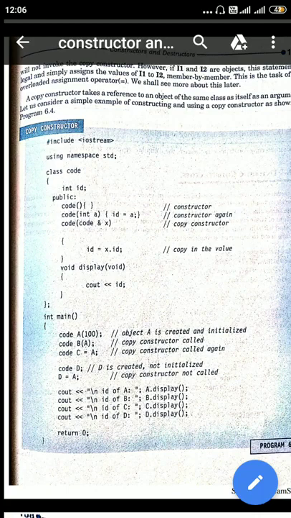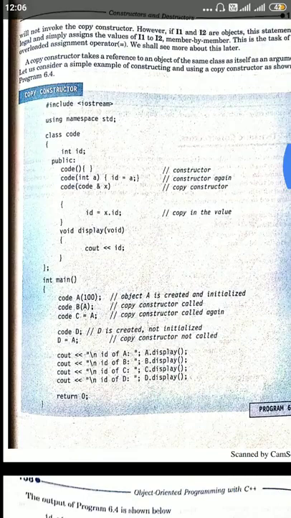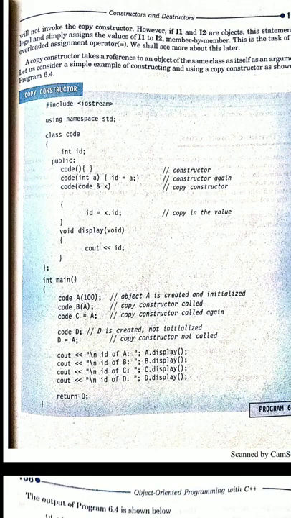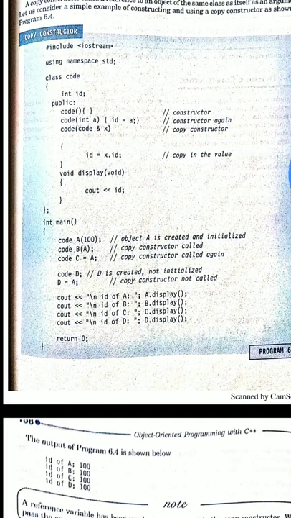Okay, forget about this. Now what I have done in this particular copy constructor: id = x.id. That is, we are copying the value present in x into id using the dot operator. Next, we have defined one more member function called void display, which does cout id. Next comes main, because execution always starts from the main function. Here we have declared a, b, c, which are objects. Code A(100): we have passed the value 100, and the name of the object is a.